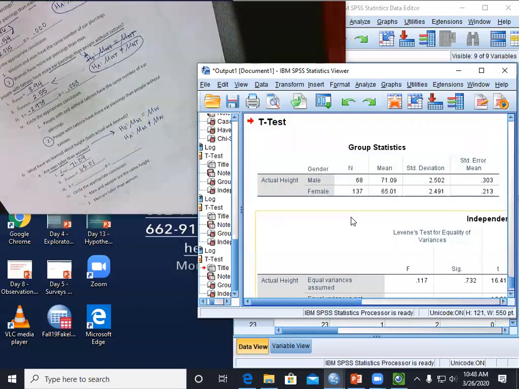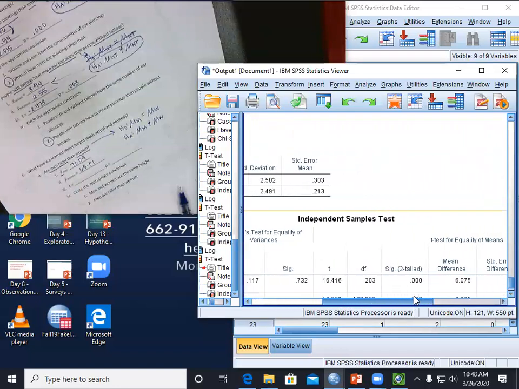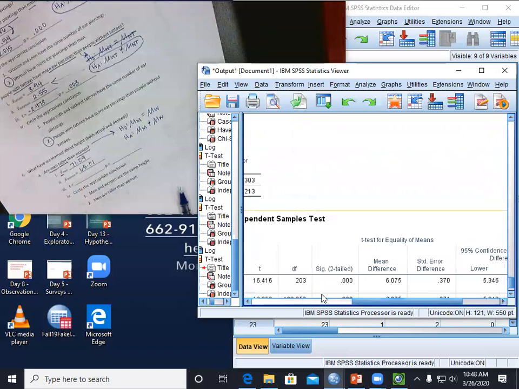Is that right? Yeah, 5'11" and 5'5". So the sample has provided some evidence to suggest that men are taller than women. The question is, is that evidence strong enough to suggest that it holds at the population level, that at the population level, men are taller than women? So we scroll over here to look for our t-statistic and our p-value, all right?